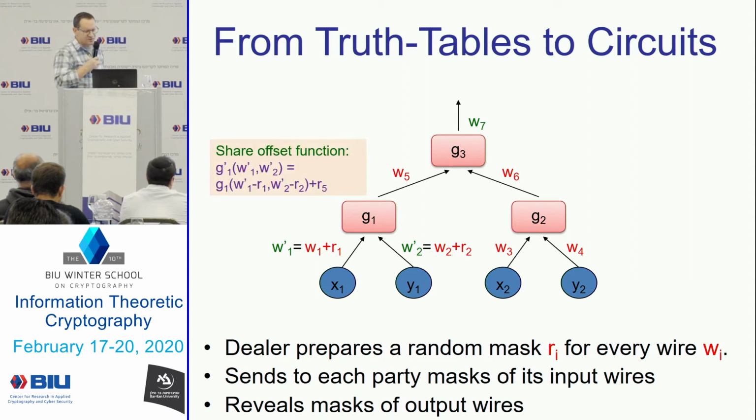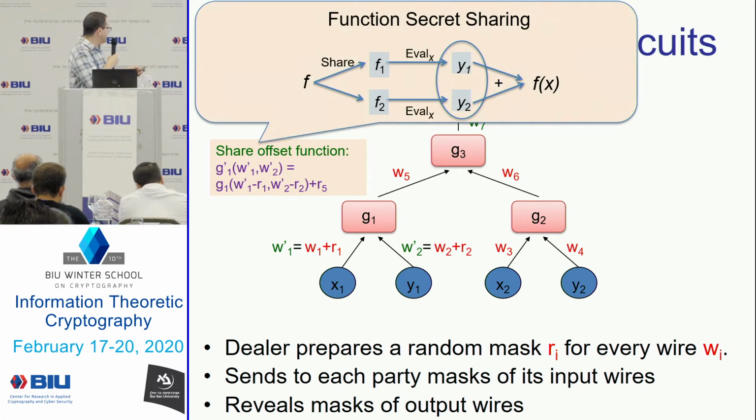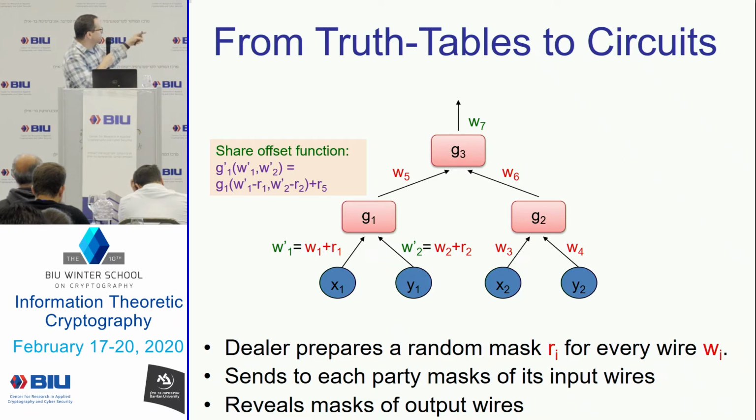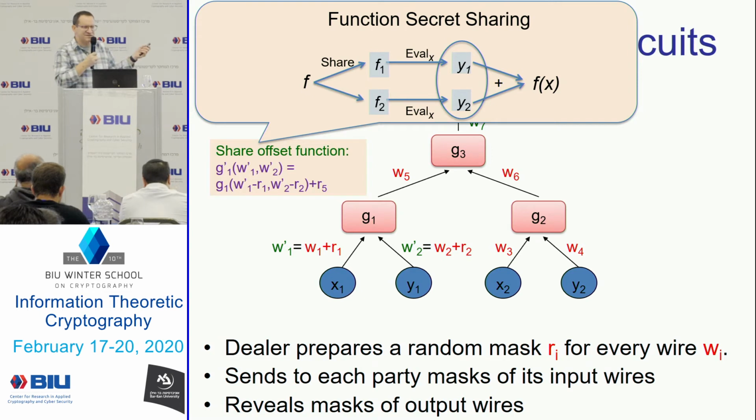So this is the offset function. The offset function G prime 1 takes the masked inputs W prime 1 and W prime 2, first unmasks, then applies G1, and then masks using R5. This is a secret function. The dealer wants to split it between the two parties, and the additive splitting of a function is a primitive known as function secret sharing, which is exactly the same as the homomorphic secret sharing primitive I described 2 days ago, except that the roles of the function and the input are flipped.